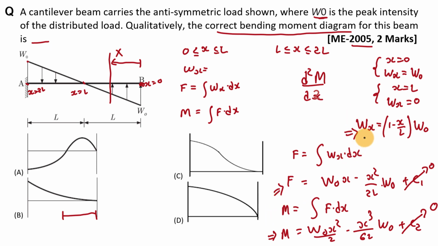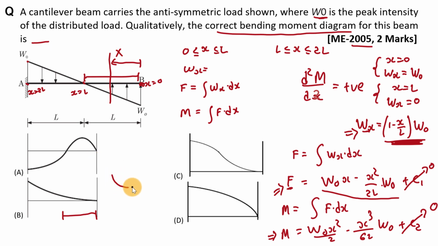Why? Because integration of this term is shear force and integration of this shear force is bending moment. So the first differentiation with respect to x of this bending moment will be this expression, right? And the second differentiation with respect to x of this shear force will be this expression. So finally the double differentiation of this bending moment is this term. And if you put any value of x between this interval, then this value will be positive, right? So we can say that the curvature of this bending moment diagram in this interval will be upward.